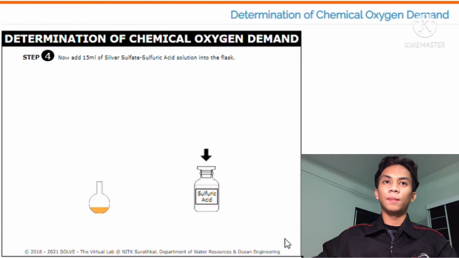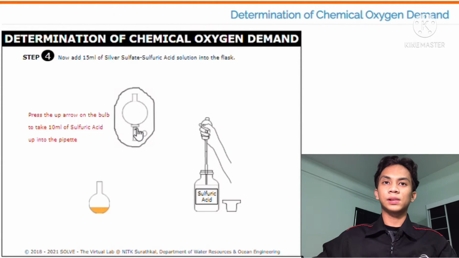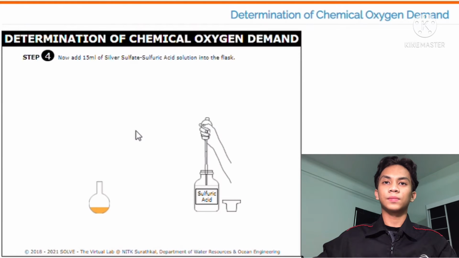Next, step 4. Now add 15 ml of silver sulfate sulfuric acid solution into the flask. Same method. Use the pipette.